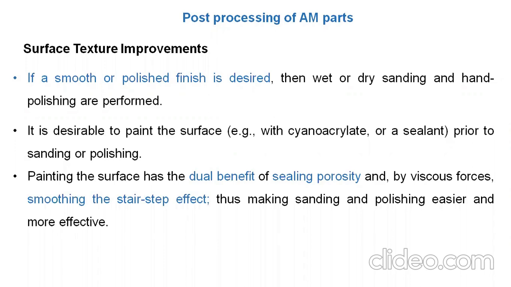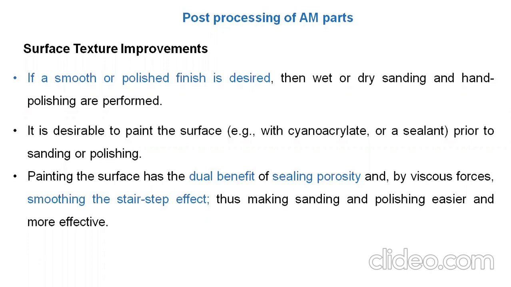First one, if we require a rough surface finish, then you can use that method. And second one, for the smooth or polished finishing, in that case you can use wet or dry sanding or hand polishing process for improving the surface textures. It is desirable to paint the surface also to improve the surface texture. You can take an example of which type of material can be applied over the manufactured part.